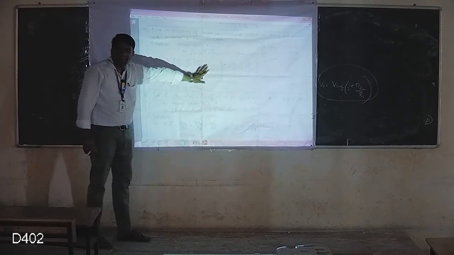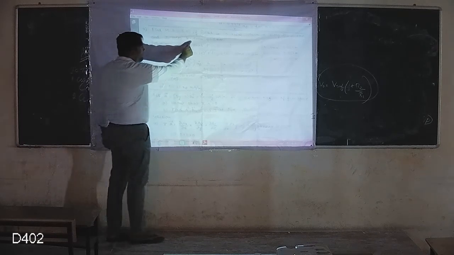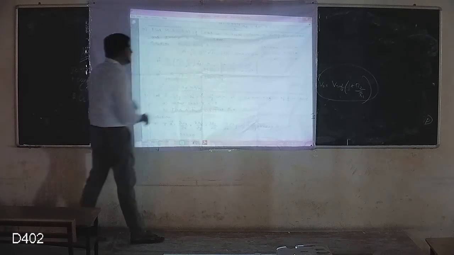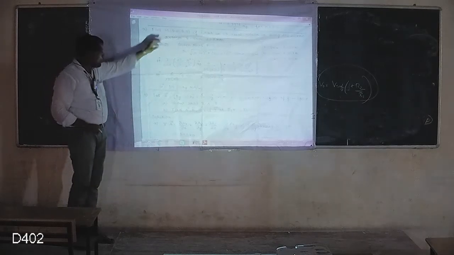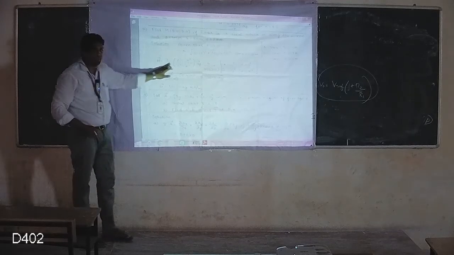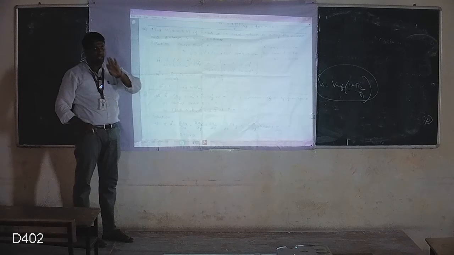Next problem: find H vector at a particular point in a coaxial cable. This problem pertains to a coaxial cable, where the dimensions a, b, c are given. Here we are finding the magnetic field intensity only in region number 3. We know there are 4 regions: region 1, region 2, region 3 and region 4.